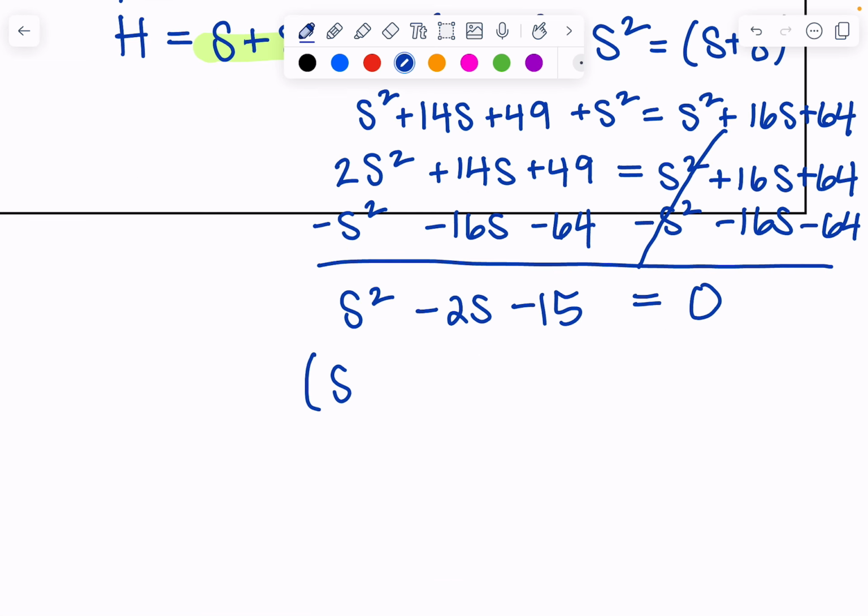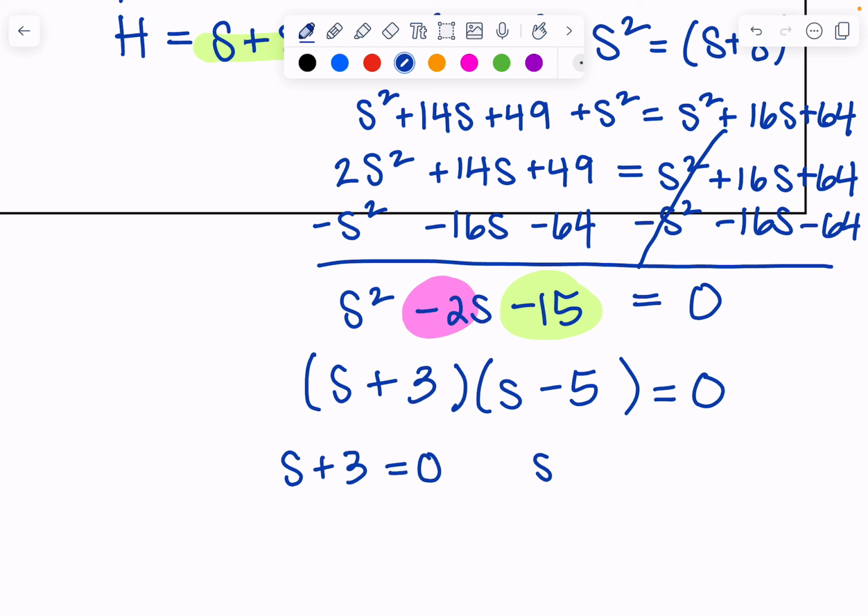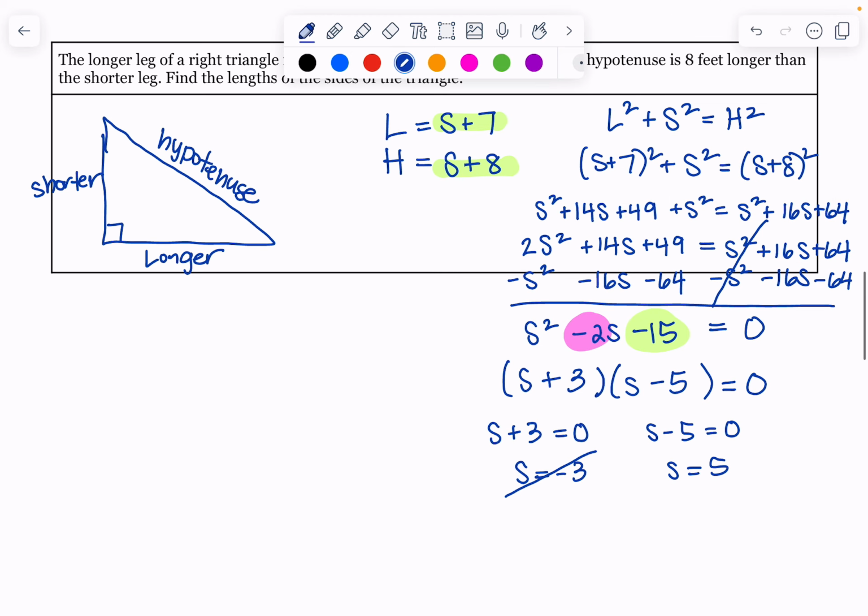So this is going to be S times S, and we need two numbers to multiply to get -15 and add to get -2. So that would be -5 and +3. Doesn't matter which order you put them in. So we have S plus 3 equals 0, or S minus 5 equals 0 by the zero product property. If I solve this, I get S equals -3, or S equals 5. We know we cannot have negative inches, so our S is 5 inches.